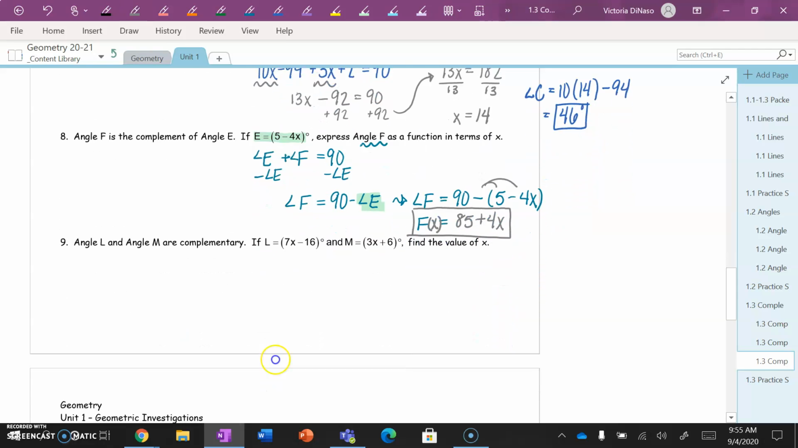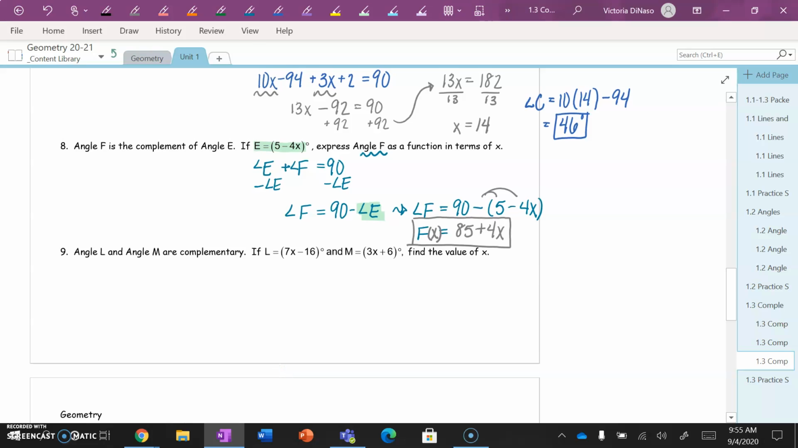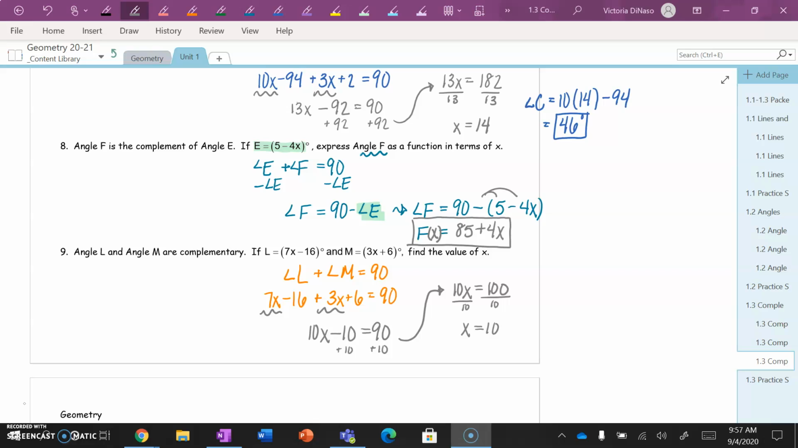And last but not least, number 9, we have angle L and angle M are complementary. It tells us that 7x minus 16, that's angle L, and 3x plus 6 is angle M. Find the value of x. So we have angle L plus angle M equals 90. So angle L, we have 7x minus 16 plus angle M is 3x plus 6 equals 90. Go ahead and pause the video and solve for x. You'll get that x equals 10, and in this problem, we are done.